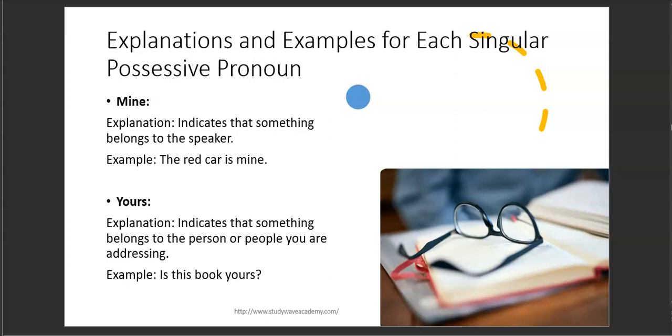Okay, so we have mine here. Mine indicates that something belongs to the speaker. The red car is mine. It means that the red car belongs to the speaker but no one else. Okay, we have yours. Yours indicates something belongs to the person or people you are addressing. Is this book yours? It means that it belongs to the people you're talking to. So that is what yours means.